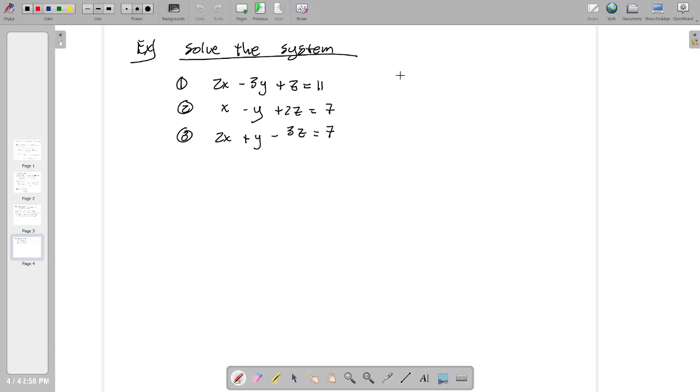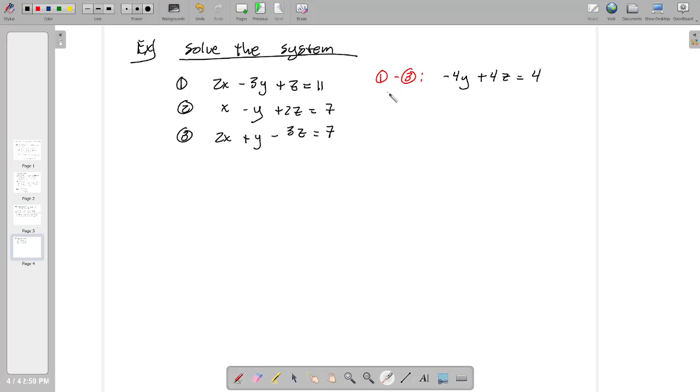Here, I'm going to take equation 1 and subtract equation 3. So we do 2x minus 2x. That's 0x. Negative 3y minus y would be negative 4y. Z minus 3z is negative 2z. And 11 minus 7 is 4.